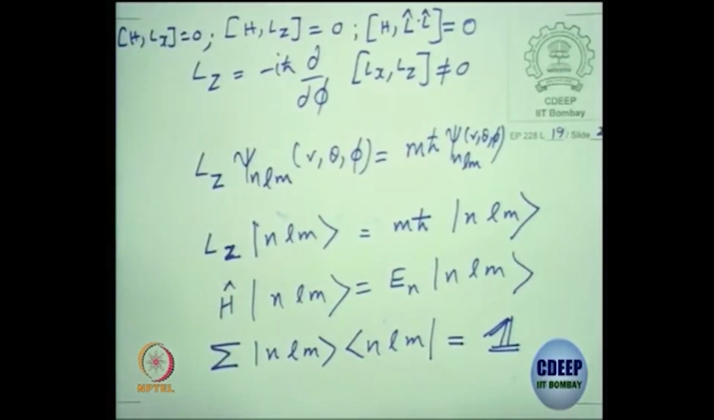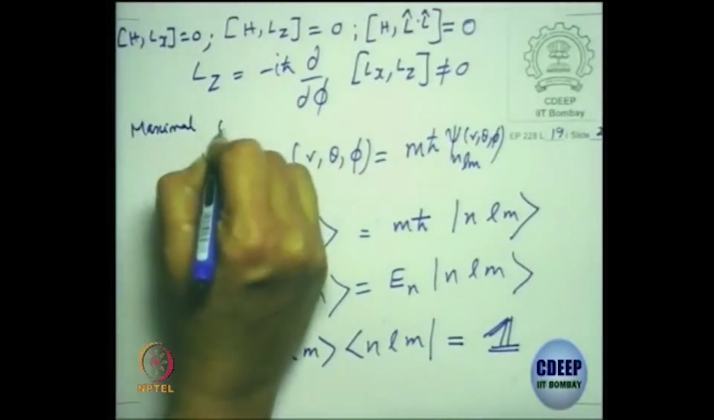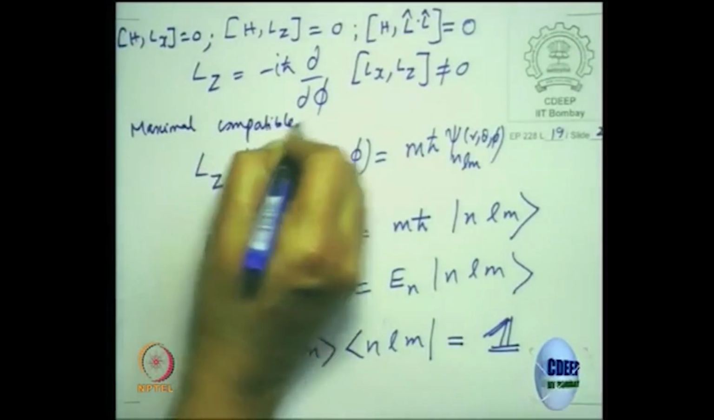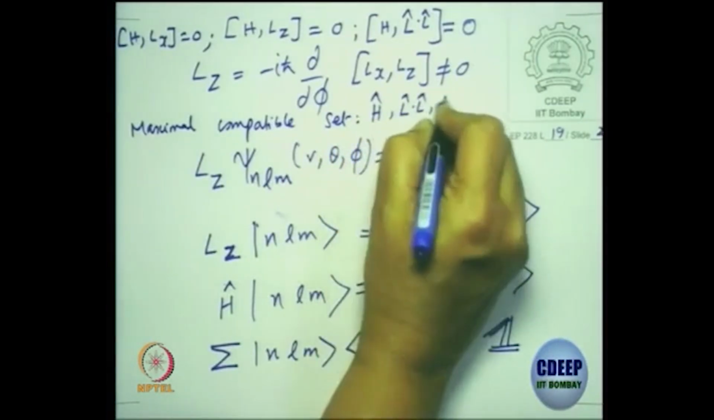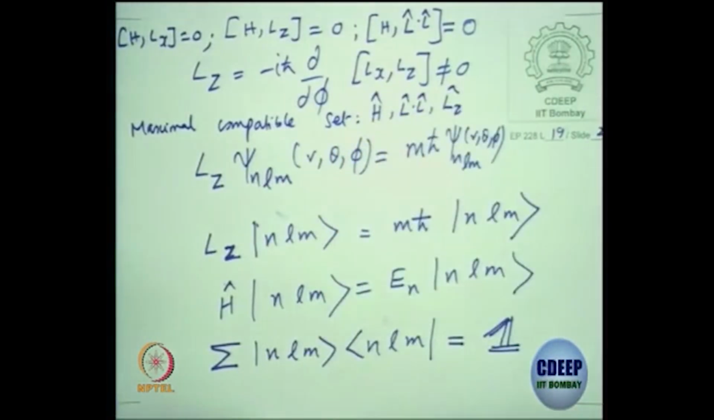So only one of the two should be taken into consideration, either Lz or Lx. And we conventionally take Lz, the z axis, to be the simultaneous axis. Okay. So the maximal compatible set will be Hamiltonian, L dot L and Lz. That's it. Even though Hamiltonian commutes with Lx, Lx and Lz don't commute, so it cannot be a simultaneous eigenstate.